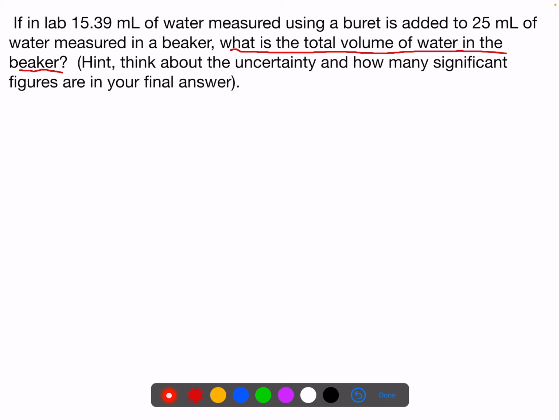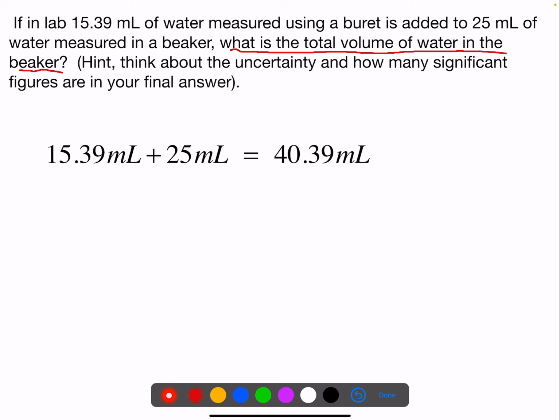And at first this question seems pretty straightforward. We're combining 25 mils with 15.39 milliliters. And so what we might first do is just say, well, 15.39 plus 25 milliliters is equal to 40.39 milliliters. And mathematically this is correct, but what we're going to start to think about is the uncertainty or the error in these measurements.